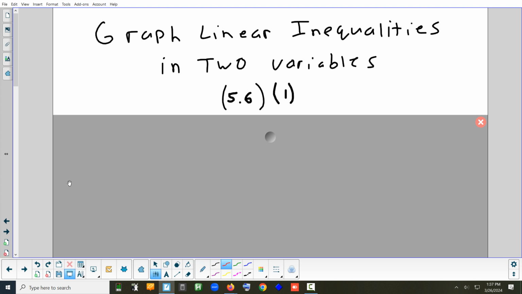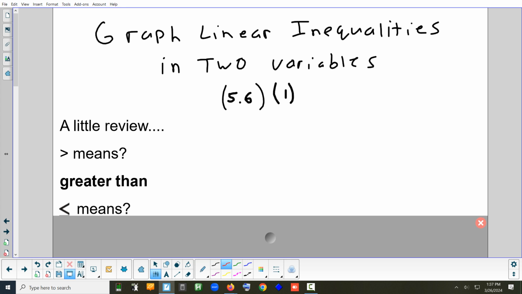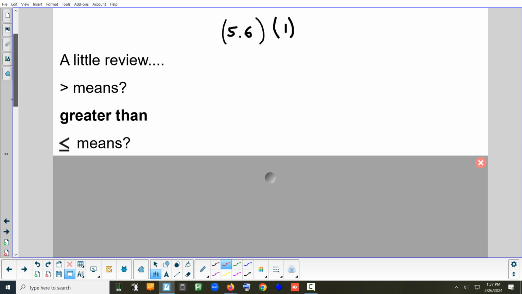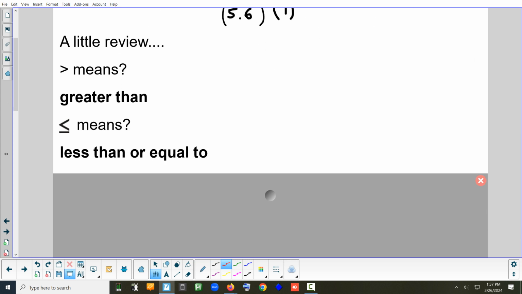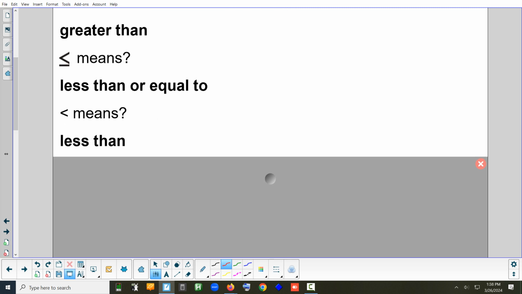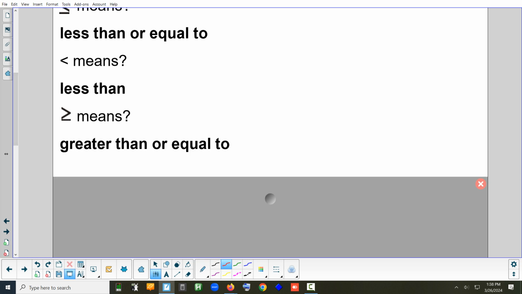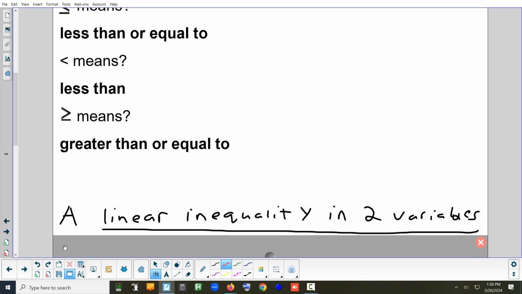Okay, so inequalities. Just a quick reminder again. What does that symbol mean? Greater than. How about that one? Less than or equal to. Good. That one? Less than. And that one? Greater than or equal to. Yep, perfect.